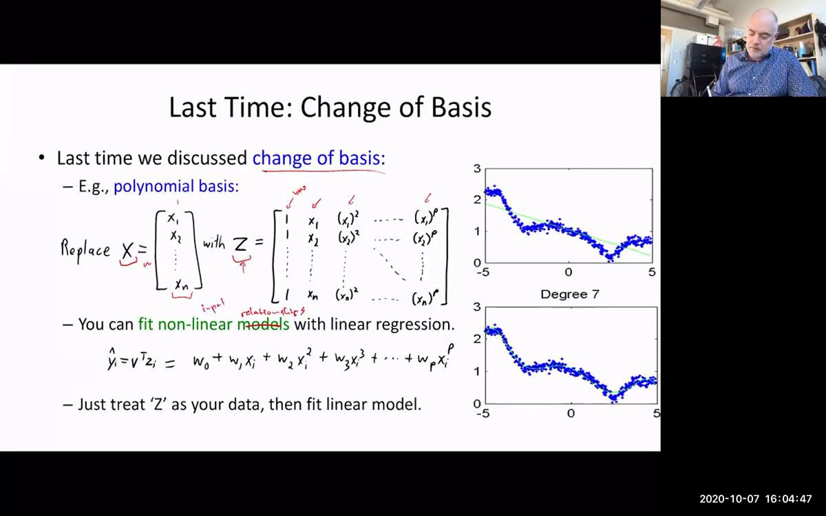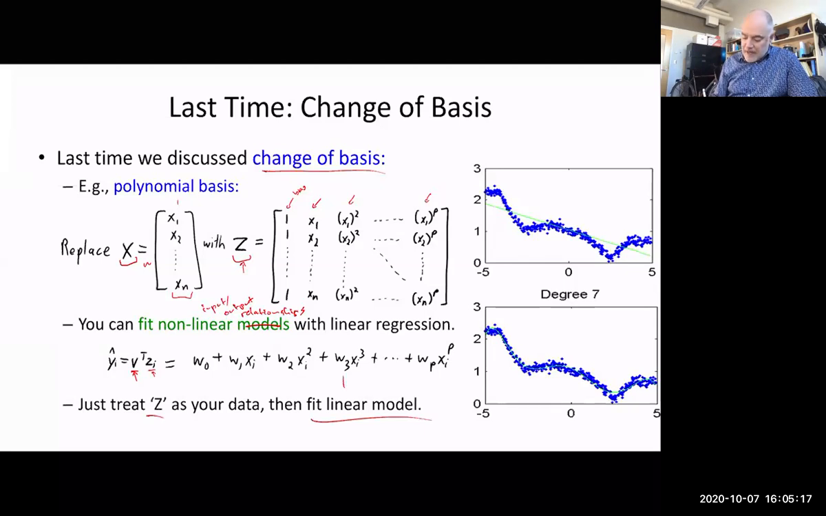And what we said is that, in fact, we can fit nonlinear input-output relationships with our standard linear regression model. And we introduced this different parameter vector V to indicate when we're dealing with a different basis, and Zi as being one of the rows of our new data matrix Z, okay? So basically what you do, you just treat Z as your data, and then you fit a linear model.